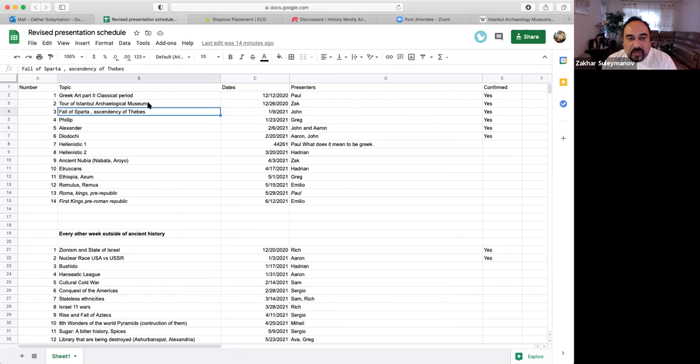I want to do something like a tour of different museums. Last year I was in the Istanbul Archaeological Museum, so I wanted to do a tour of that with pictures. We'll go through different sections, and whatever I can explain, I will explain. Whatever I can't, we'll just move on. It also fits the Greek scenery, because there are a lot of Greek artifacts in that museum. So that's the first section. People can see the first section, and we have Fall of Sparta, Philip by Greg, Alexander, John, Aaron, Diadochi, and so forth.